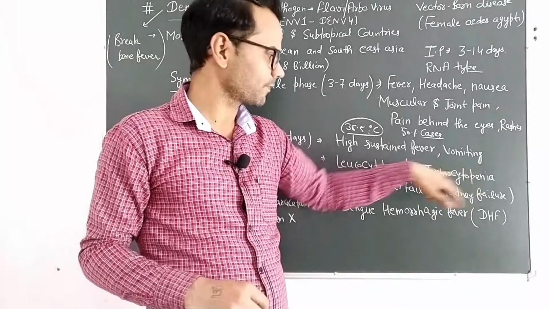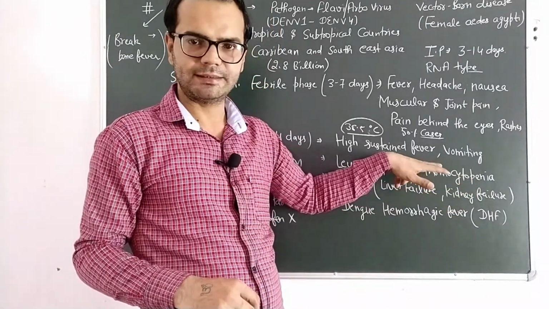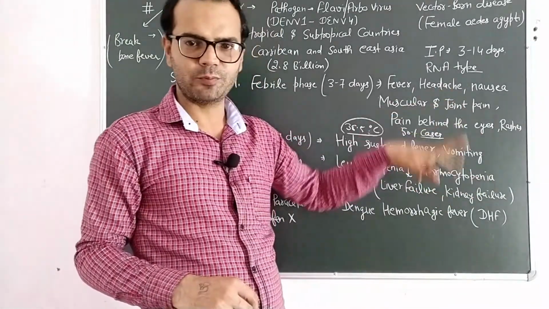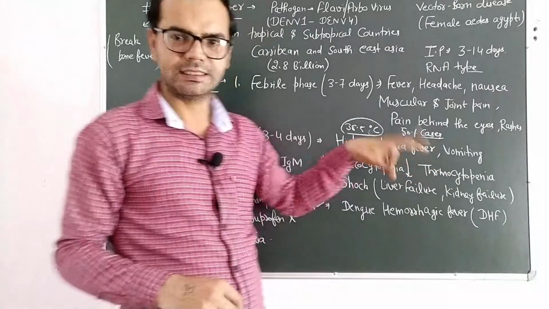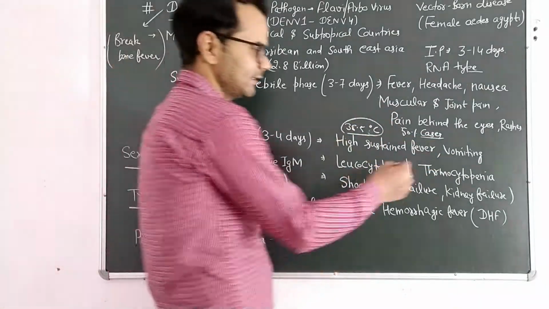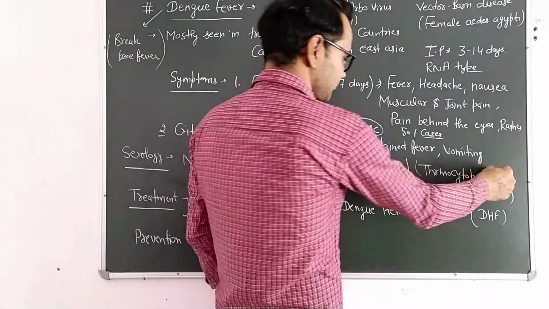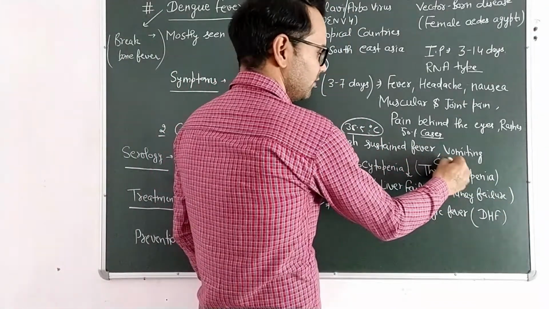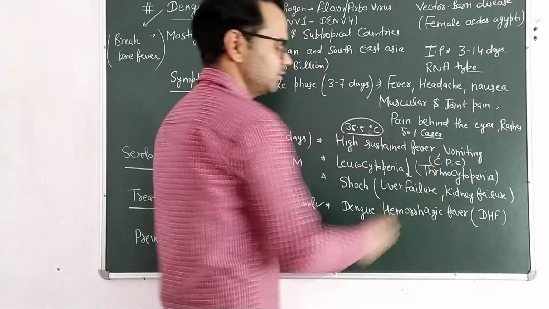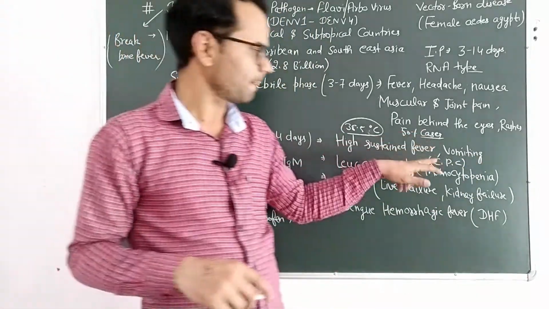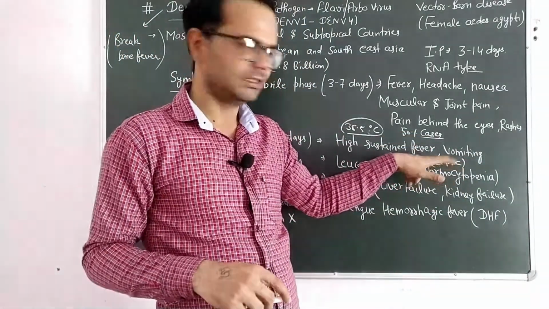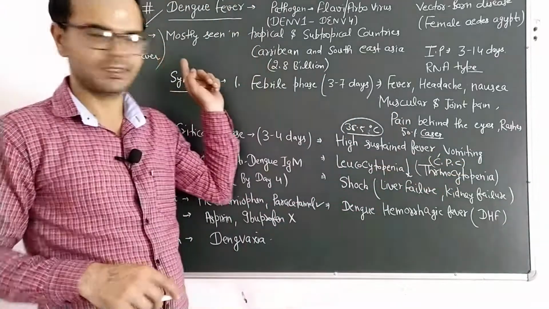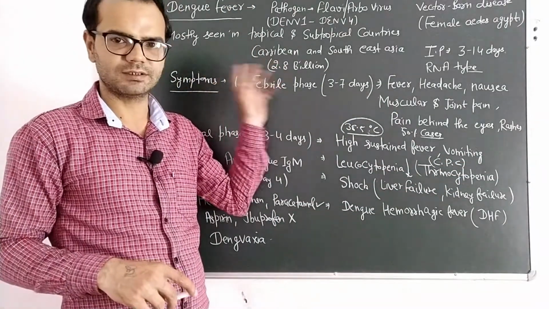Thrombocytopenia. Thrombocyto means platelets. Penia again means decrease. So the platelet count will decrease. That is also called critical platelet count, CPC. It indicates the person must be admitted to the hospital for further treatment.